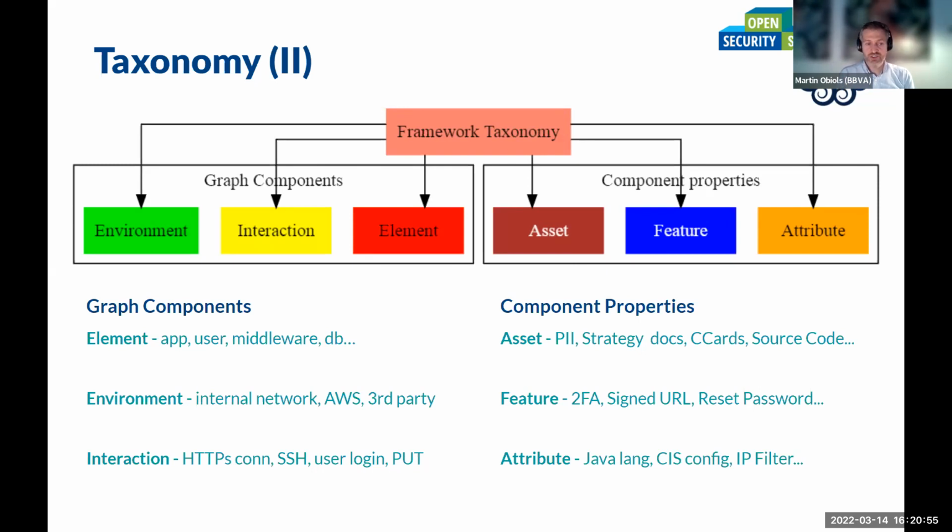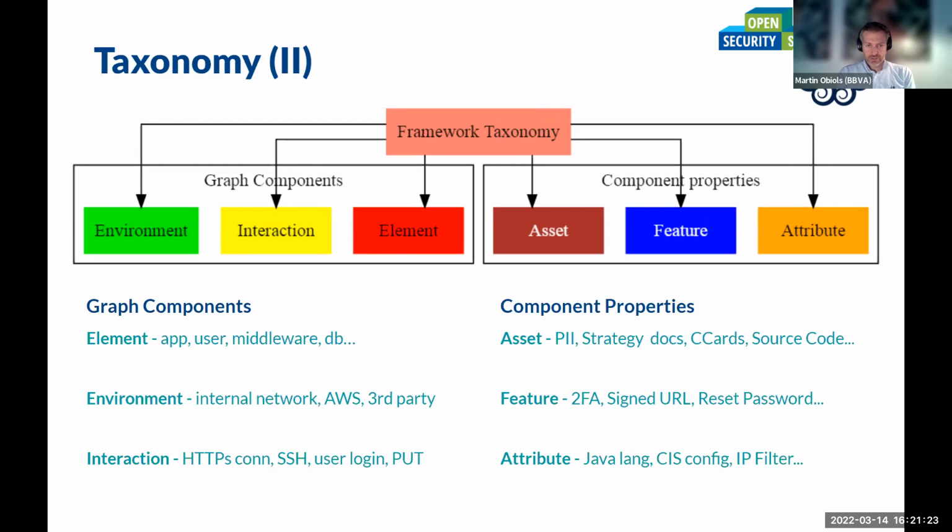And finally, we have interactions. Interactions are basically what we usually draw as arrows or lines between boxes, okay? To represent connections or interactions between boxes and between elements, we use this, which essentially will be, for example, HTTPS connections, PUT requests, JDBC connections to a database or whatever, okay?